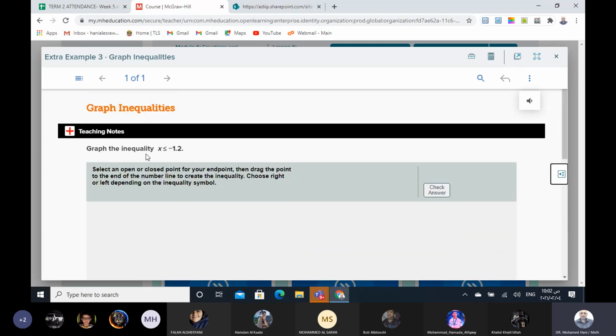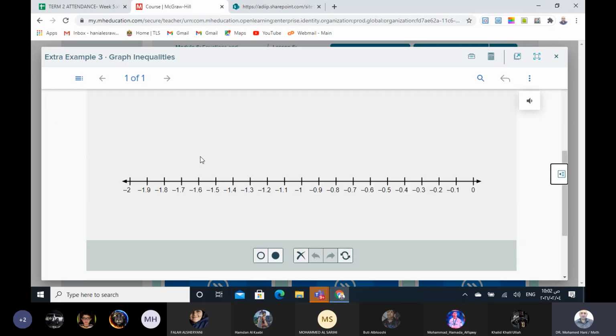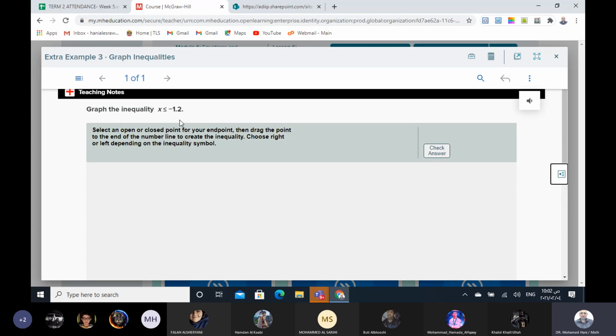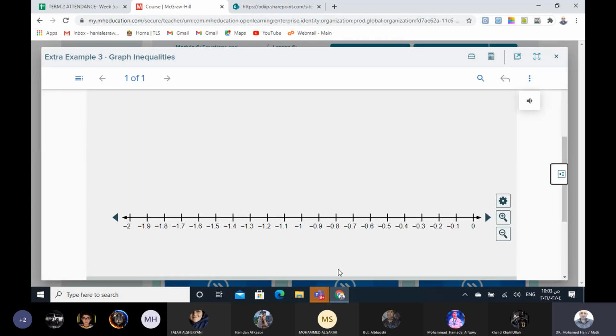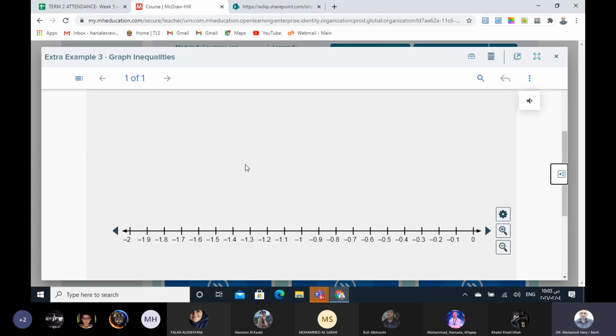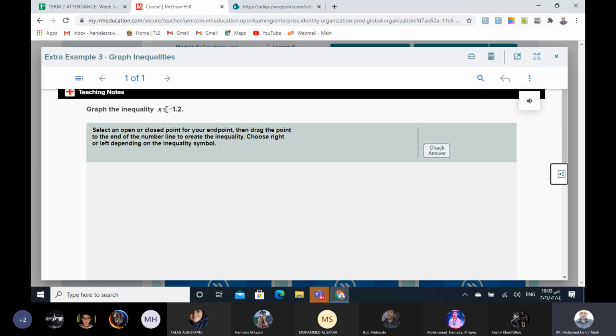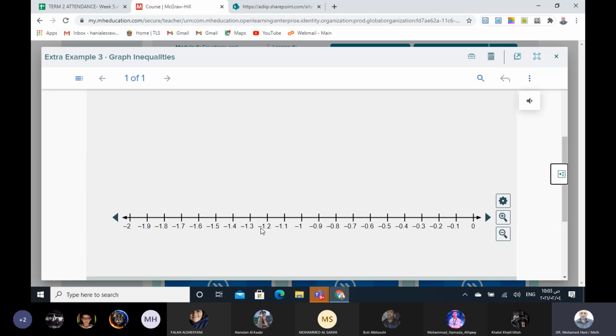Graph the inequality x less than or equal minus 1.2. As you see here in the sign, we have less than. So draw the number line. Determine the value minus 1.2. This is minus 1.2. Then look to the sign here. The sign less than means go to the left, go to the negative side.